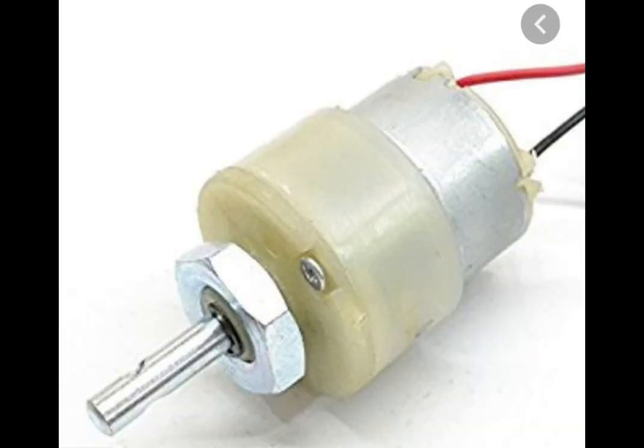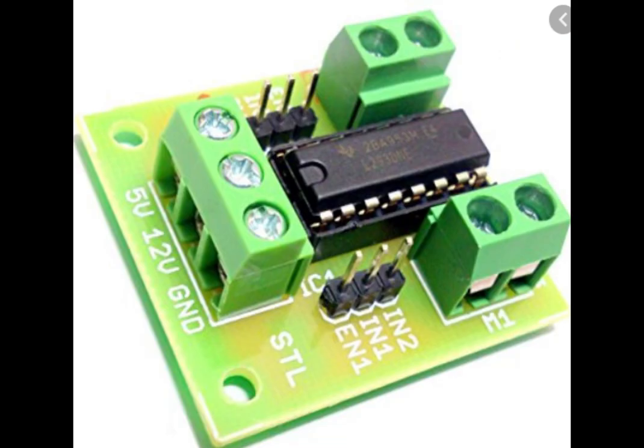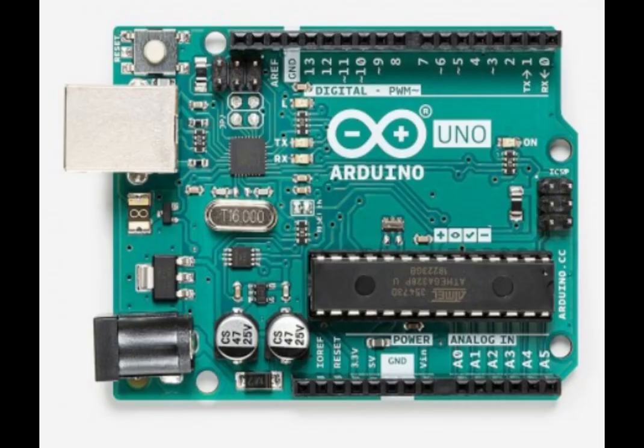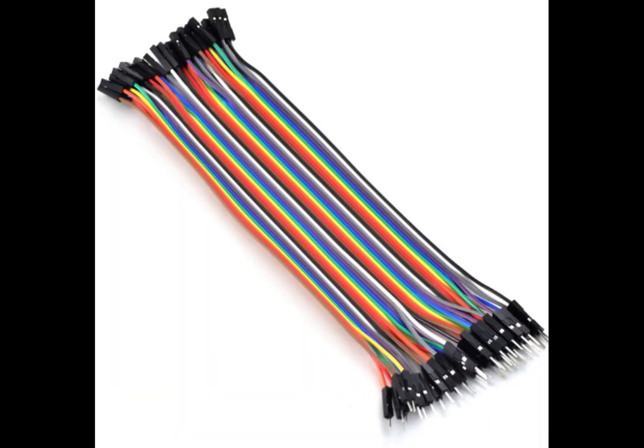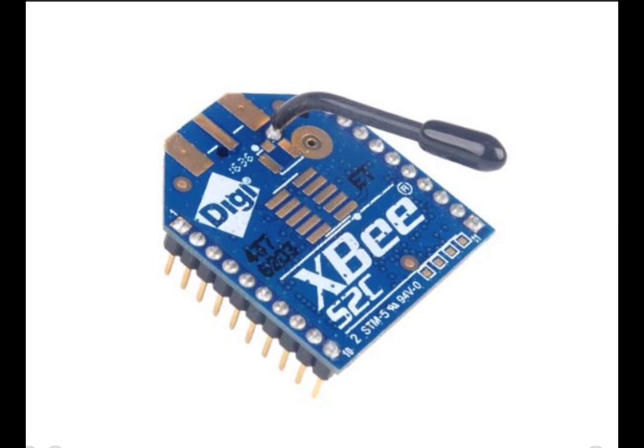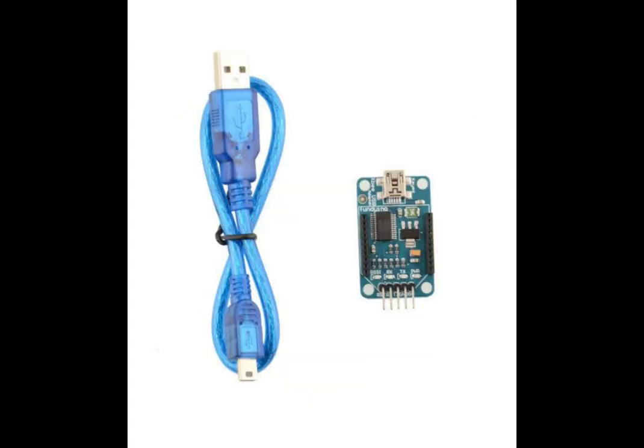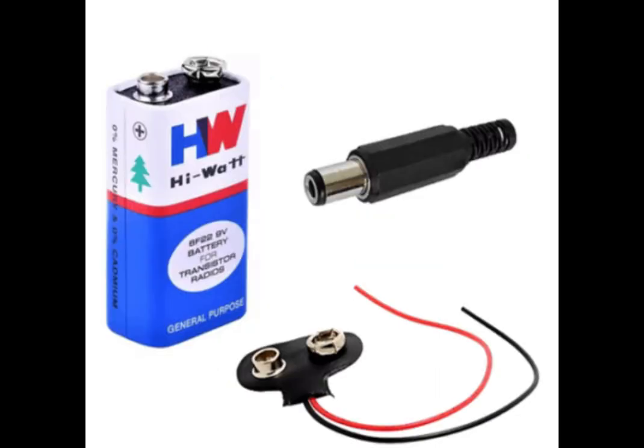The hardware requirements for the project are chassis of your choice, wheels and caster wheel, two DC motors to rotate the wheels, L293D motor driver to control the DC motors, Arduino Uno, jumper wires, two XBee S2C, one as a transmitter and the other as a receiver, XBee dongles to connect the XBees to computer and the Arduino, 9V batteries with DC jack.